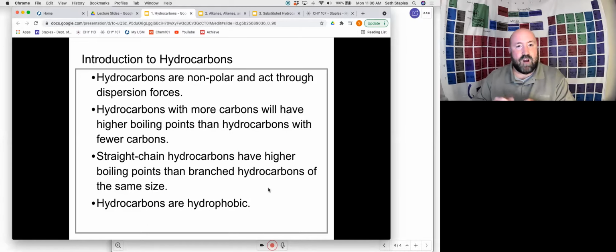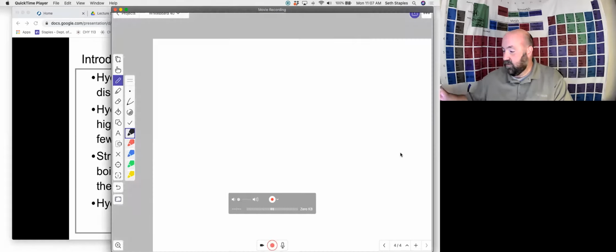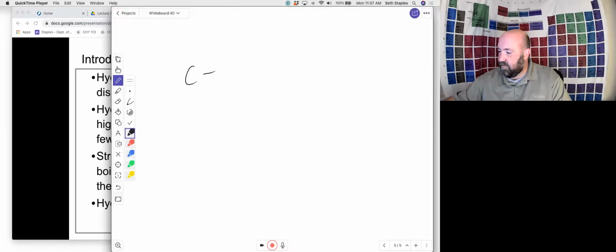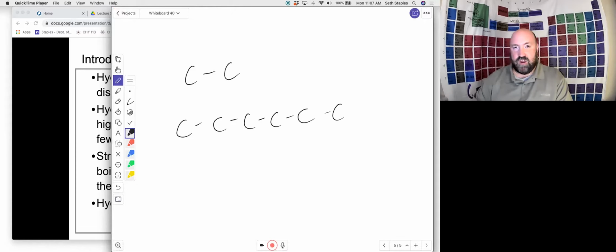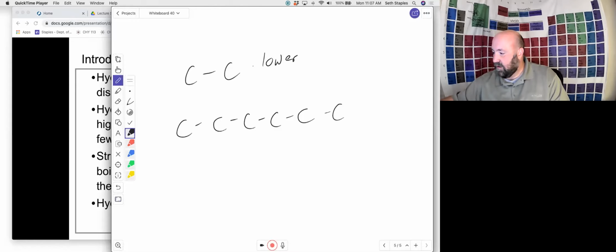Again, hydrocarbons are nonpolar, so they act through dispersion forces. Hydrocarbons that have more carbons will have higher boiling points than hydrocarbons with fewer. For instance, and I'm not going to draw in all the hydrogens, we could have a 2 carbon chain versus a 6 carbon chain. I don't know the boiling points off the top of my head, but this one would definitely be a lower boiling point, and this one would be a higher boiling point.